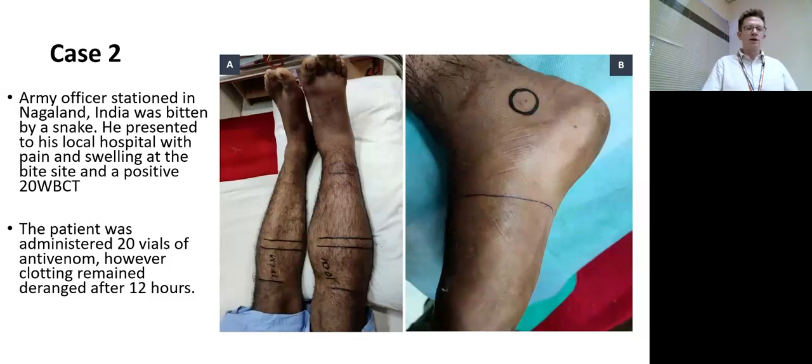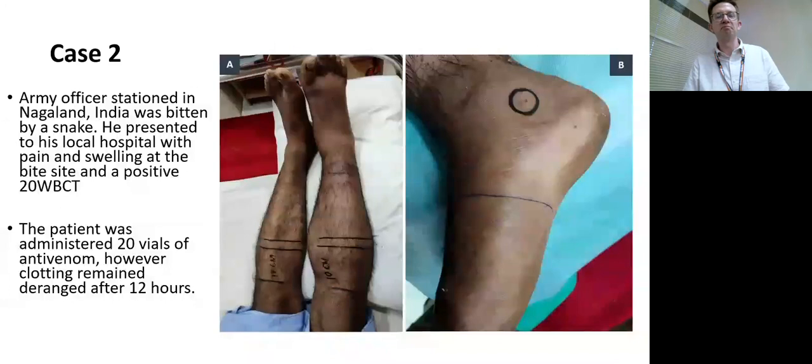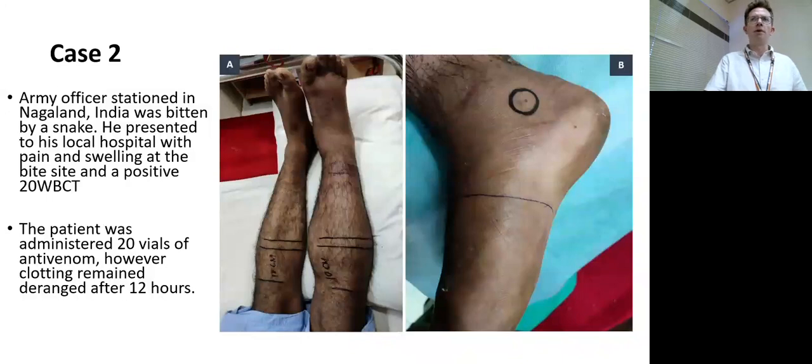So the patient was administered 20 vials of antivenom. However, the clotting remained deranged after 12 hours. What are you going to do about that? Anyone got any suggestions? My approach to this would be, it's suggestive of ongoing envenoming. Either the antivenom you have given is insufficient and has been only partially effective, or the antivenom you've given has been ineffective because it's not active against the snake that's bitten this patient.